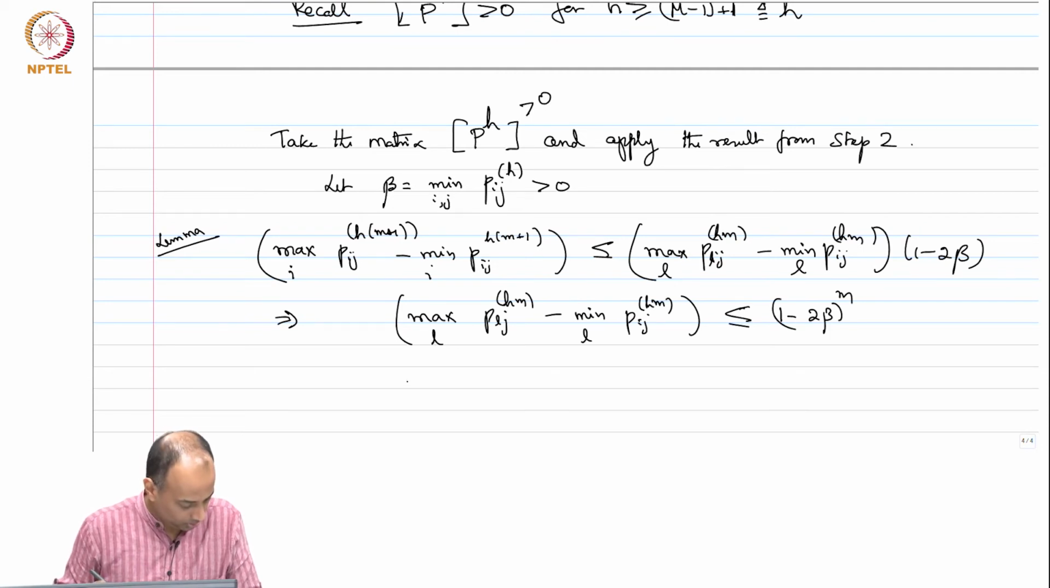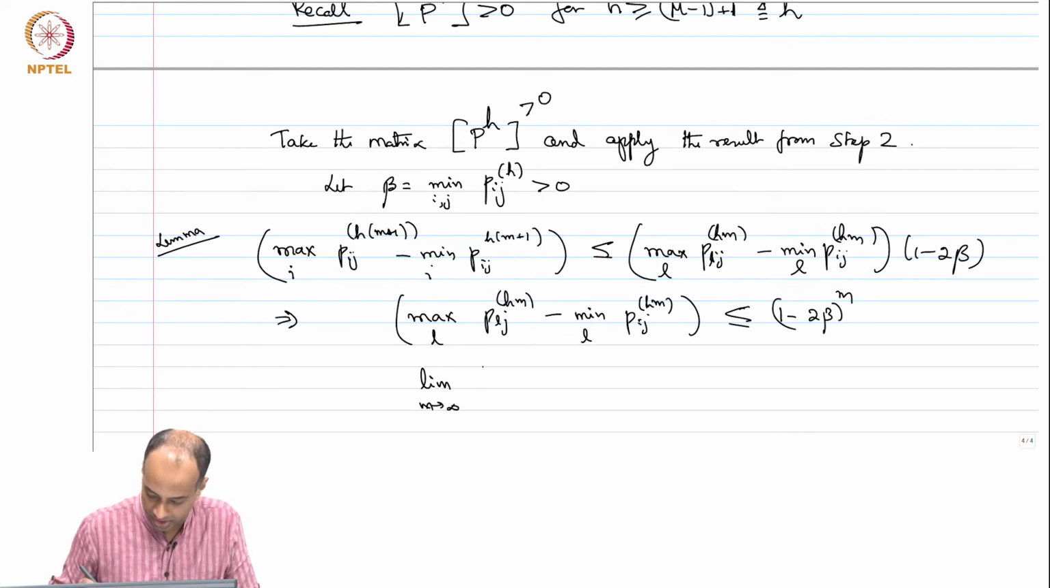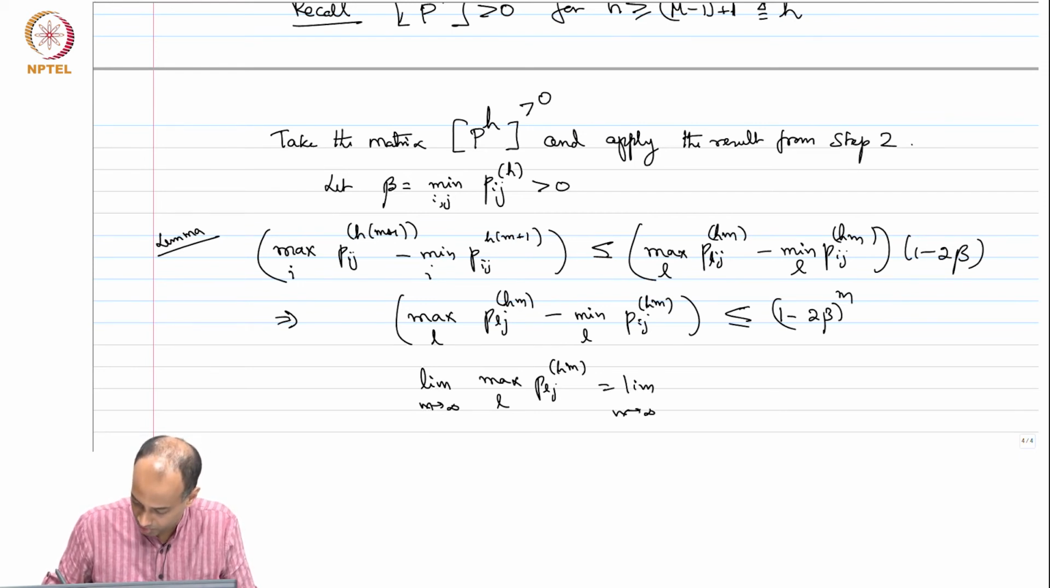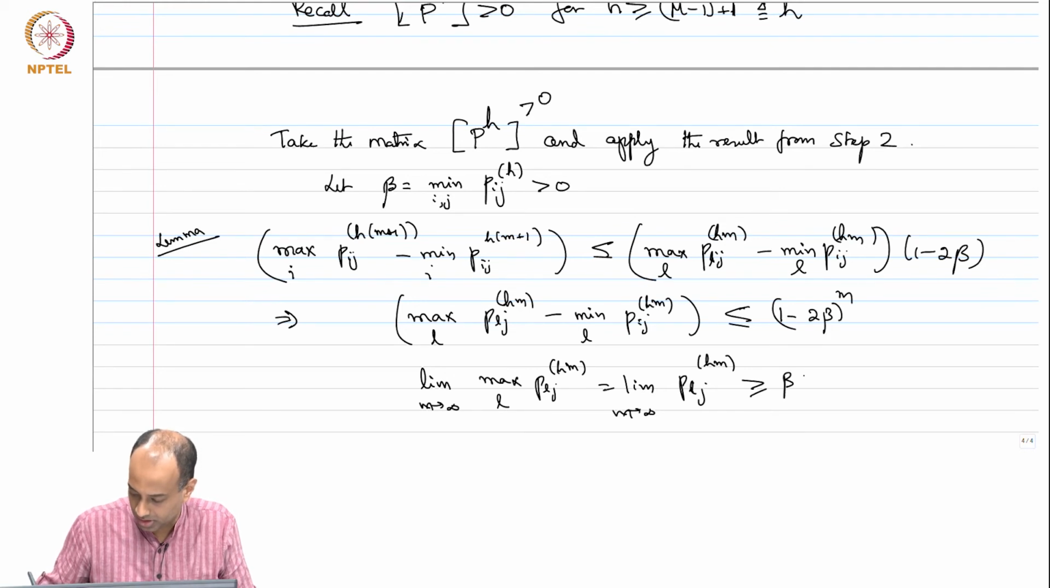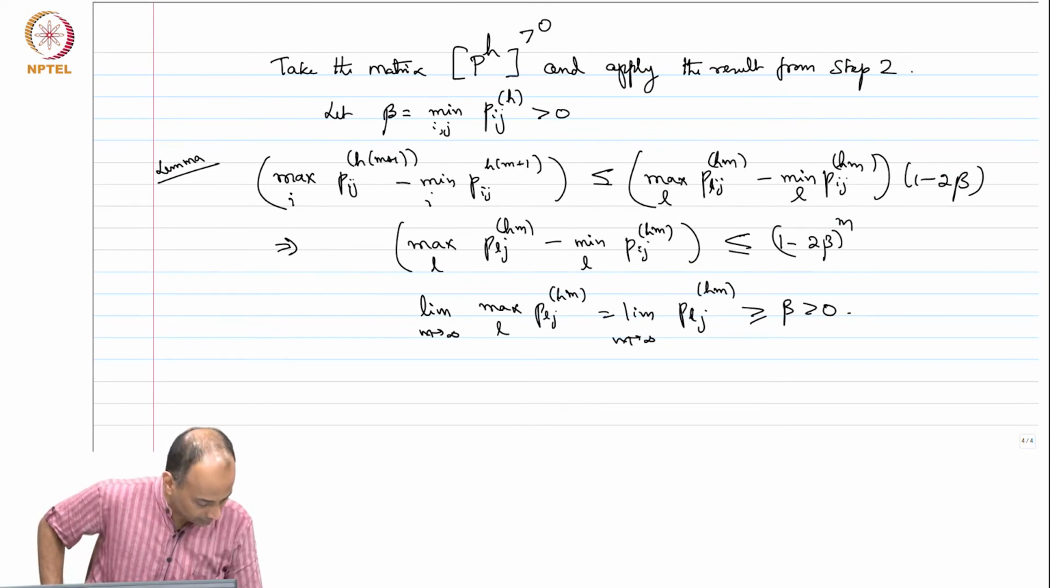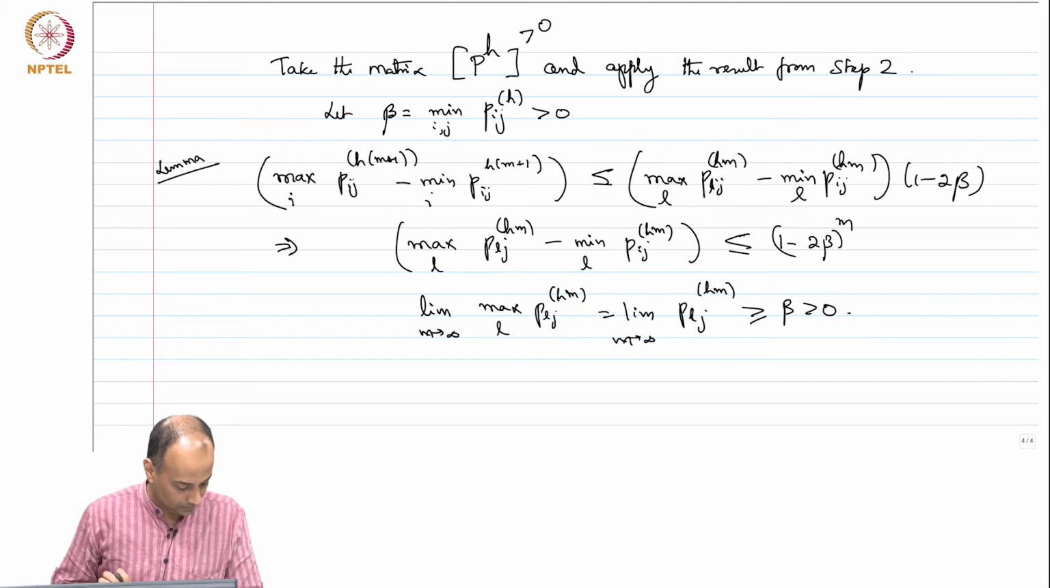And therefore you can prove that the limit as n tends to infinity of the max over l of Plj^(hn) is equal to the limit as n tends to infinity of the min over l of Plj^(hn), which is some number which is strictly positive. Okay.